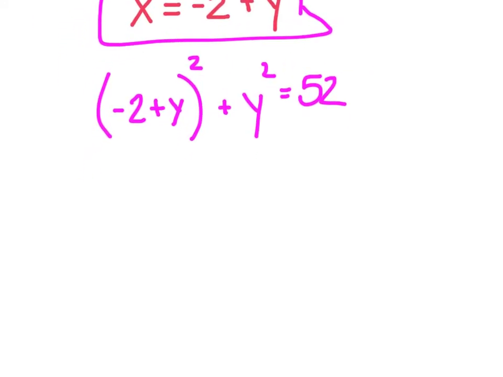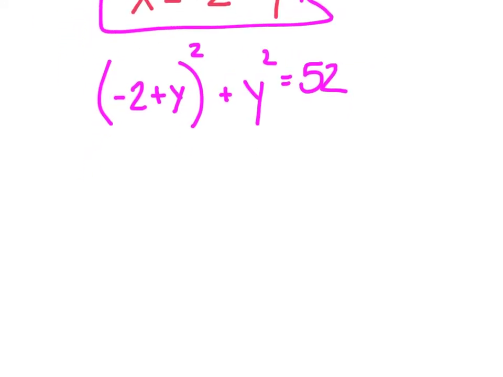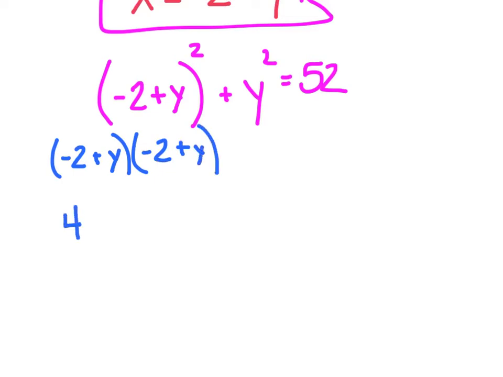Okay, now how do you square something? All right, hopefully that F word of FOIL just popped in your head. So I'm going to say it's negative 2 plus y times negative 2 plus y, and I'm going to FOIL that out. So that's going to get me 4. Maybe you can go ahead and get your answer here. Minus 2y would be minus 4y plus y squared. Then I'm going to keep this plus y squared equals 52.